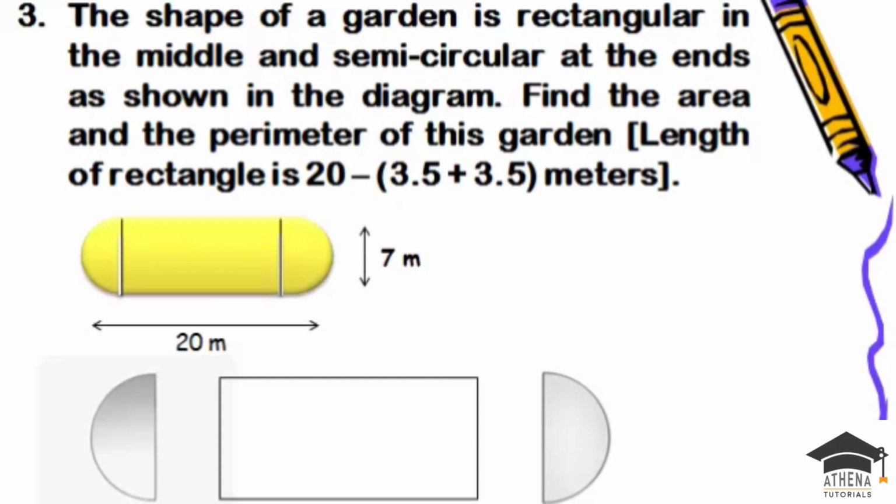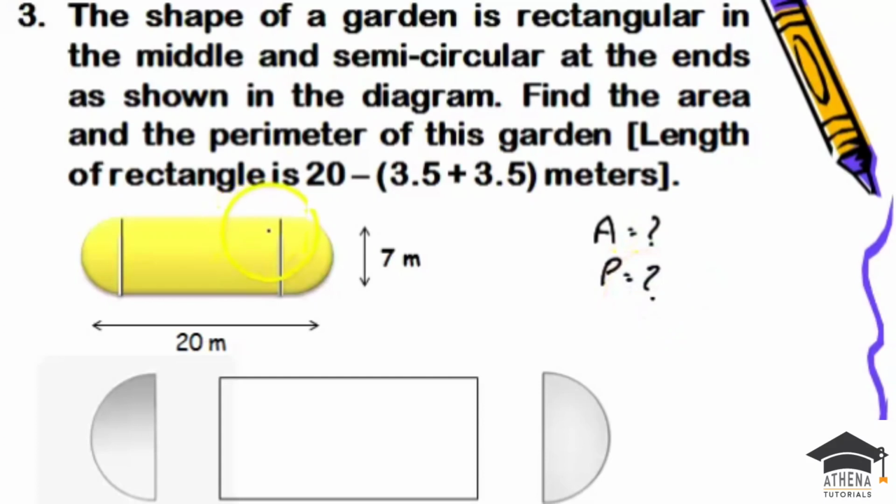Now let's look into the problem. The shape of a garden is rectangular in the middle and semicircular at the ends as shown in the diagram. Find the area and the perimeter of this garden. So they have given that there is a garden which is of shape rectangle in the middle and semicircle at the ends. We need to find the area and perimeter of the garden.